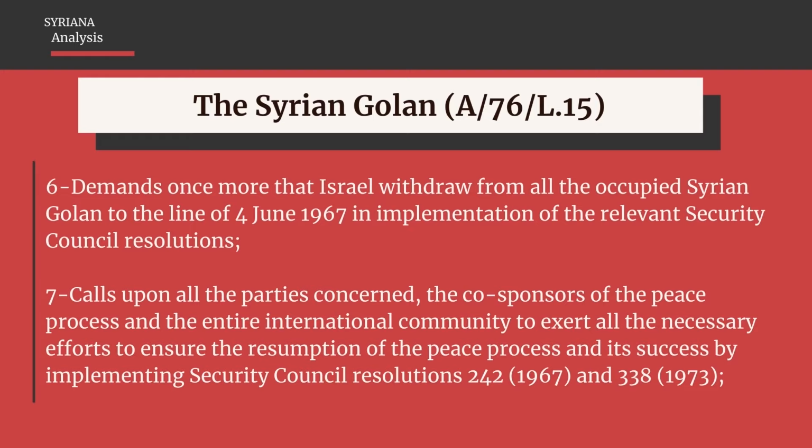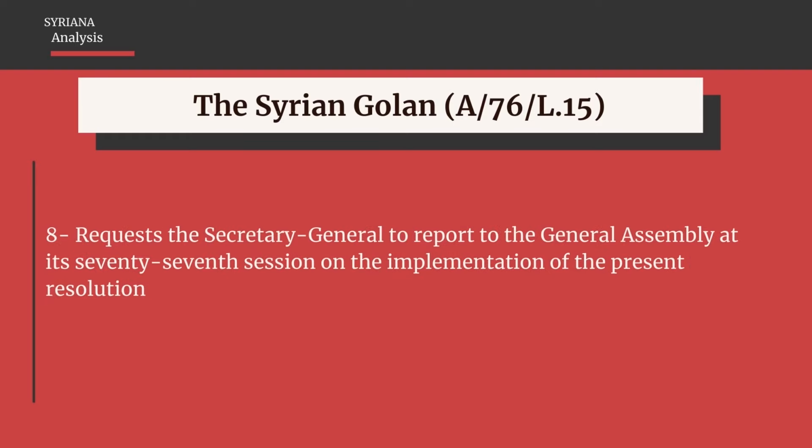It also calls upon all the parties concerned, the co-sponsors of the peace process, and the entire international community to exert all the necessary efforts to ensure the resumption of the peace process and its success by implementing Security Council resolutions 242 and 338. And finally, the resolution requests the Secretary-General to report to the General Assembly at its 77th session on the implementation of the present resolution.